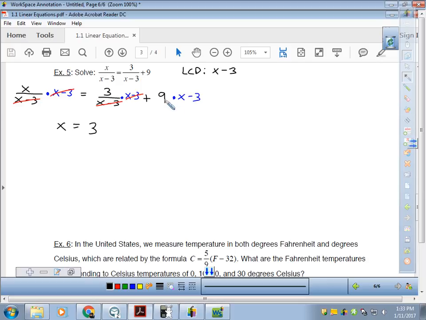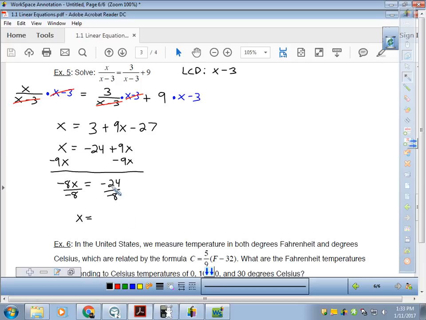And on the last term, I actually just have to do this multiplication out. 9 times x is 9x. 9 times negative 3 is negative 27. If I combine like terms, 3 minus 27, that's negative 24 plus 9x. Then I'm going to get my x's together, so I'm going to subtract 9x from both sides. 1x minus 9x gives us negative 8x equals negative 24. Then I want to divide both sides by negative 8.